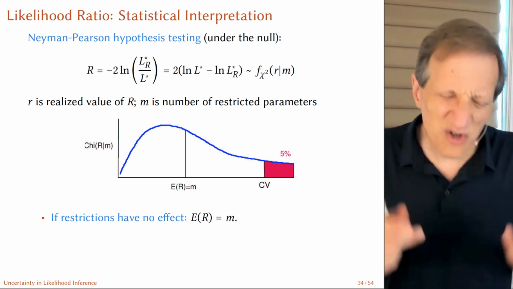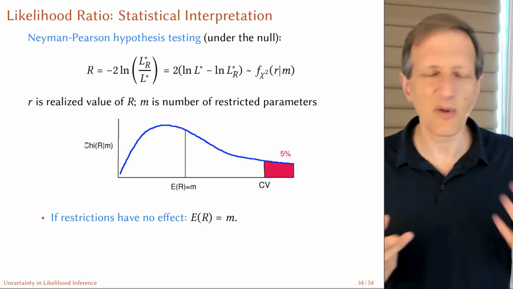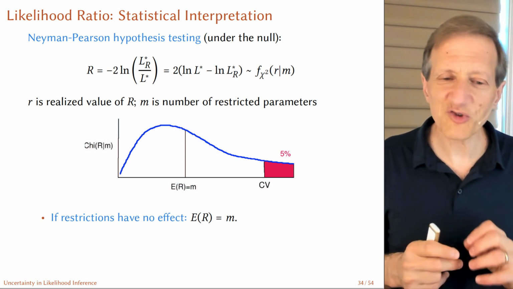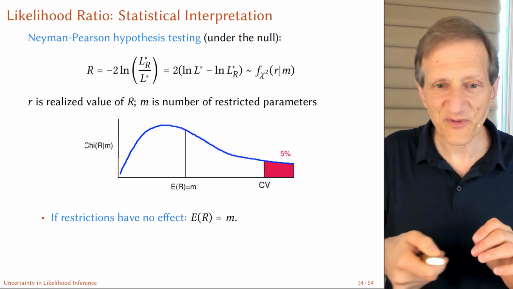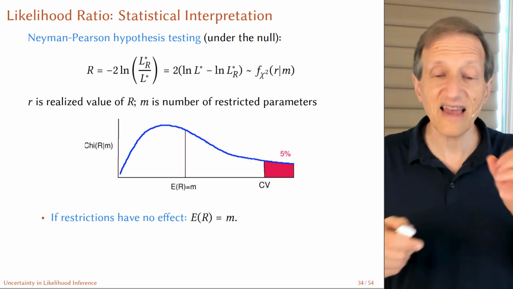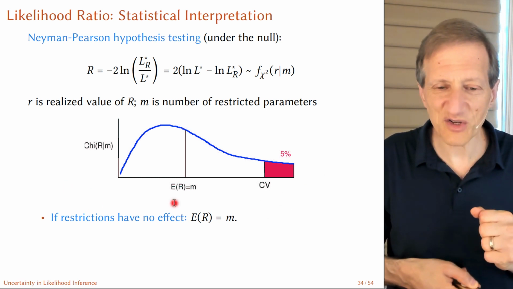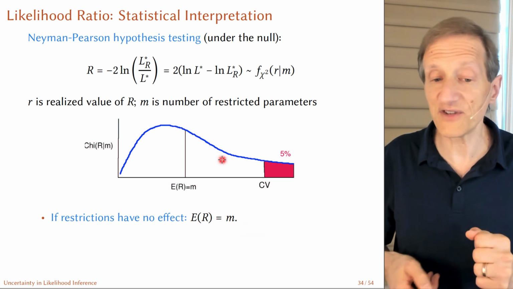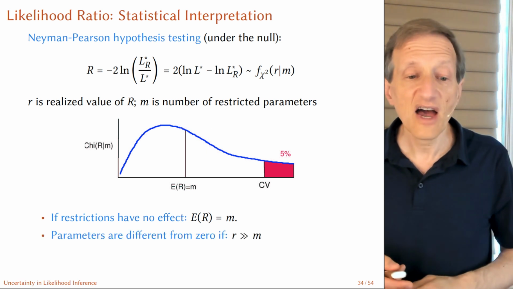Another way to think about it, a more intuitive way from my point of view, is to stop worrying about the formalities of the Neyman-Pearson hypothesis testing case. What you do is you just realize that the expected value of R, of this function up here, under the null of no difference, is M, the number of restrictions. So if the restrictions have no effect, then you would expect that on average you would get M. The mean of this distribution wouldn't be 0. It would be M. So you would find about that value.